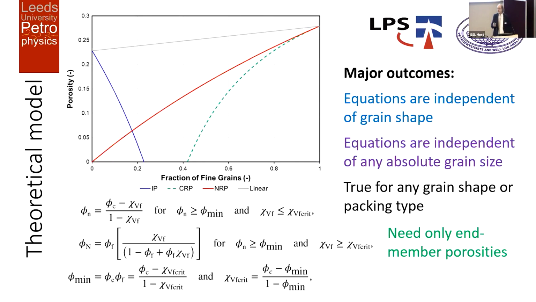It's independent of both grain shape and grain size. All it does require is you to know what the end member porosities are. So if your end member porosity up here was a pack of cylindrical grains, then the mathematics would work just as well. If this one over here, the fine grains, were all represented by rhomboids, then that mixture of rhomboids and cylinders would follow the same mathematics as here. So we have something that's really quite general, but it's for two grain sizes.